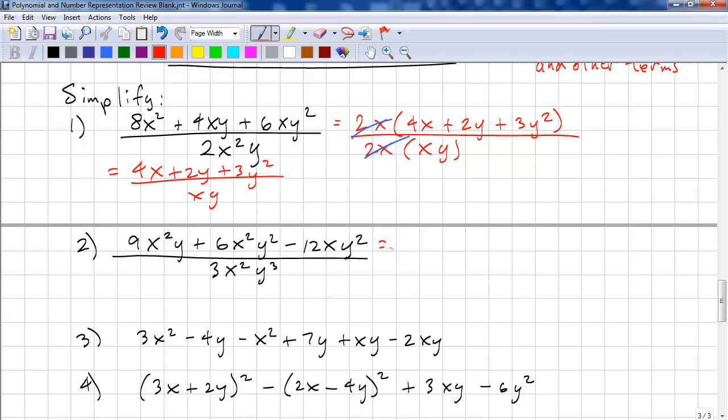Okay, here we want to factor out some common things. Again, we look at these. 3 is a factor of everything. We have an x in every term. And we also have a y in every term. So 3xy. And divided by 3xy, this gives us 3x. Plus, this gives us 2xy. And we're subtracting 4y.